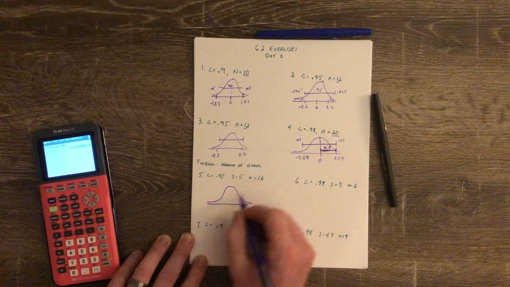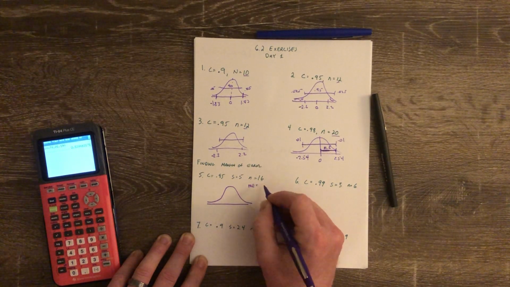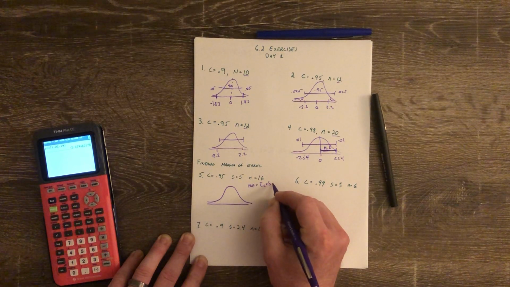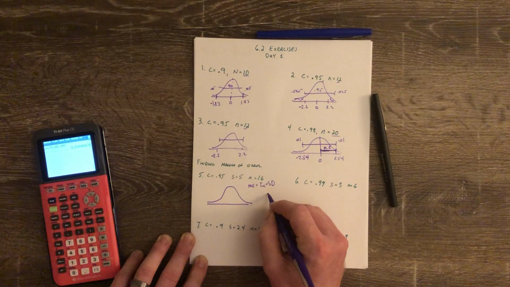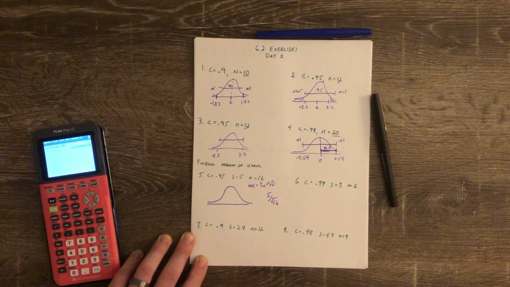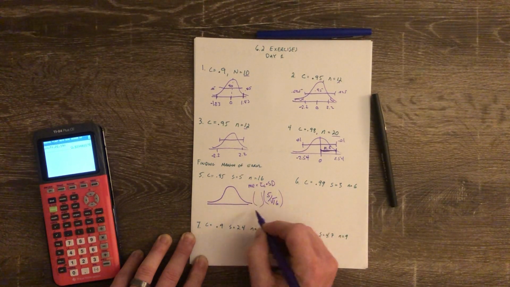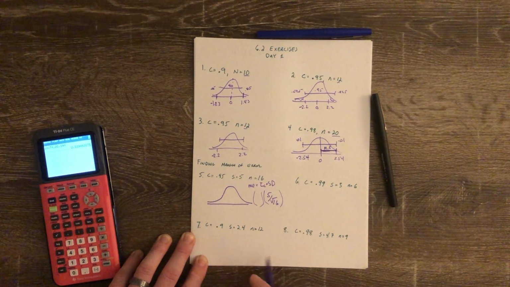Right? So what we need to do to find the margin of error, that's going to equal t star, or t critical, times the standard deviation. And for us, the standard deviation is going to be 5 divided by the square root of 16, just like we did before. Now all I have to do is figure out what this t star, tc is going to be.